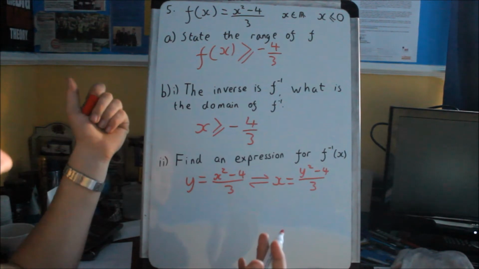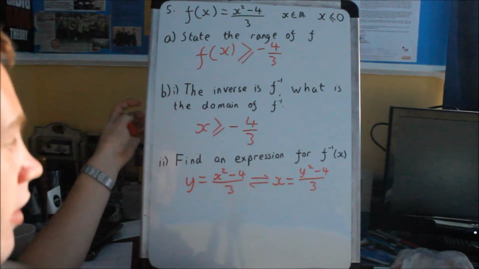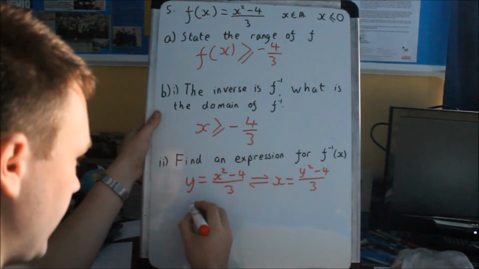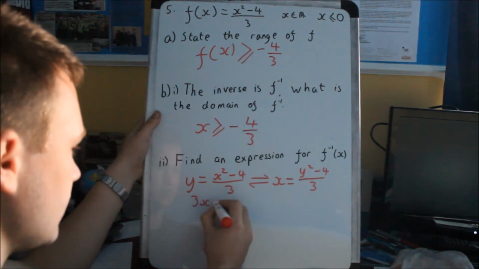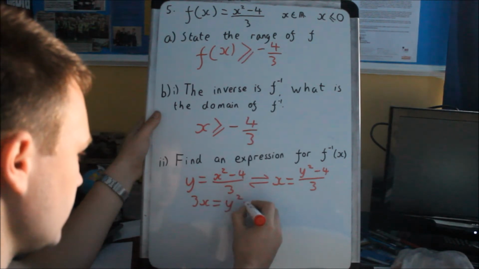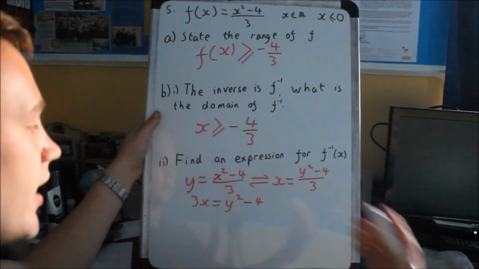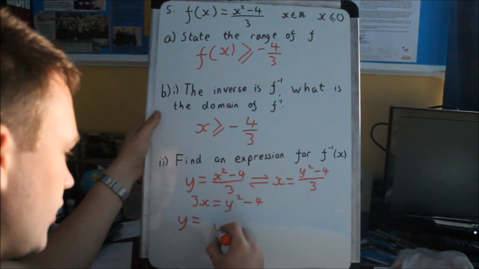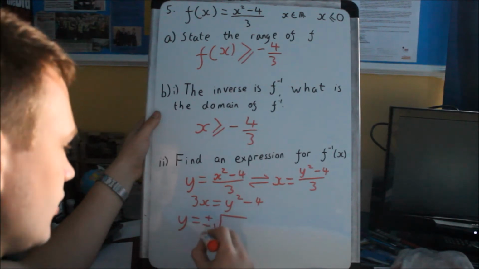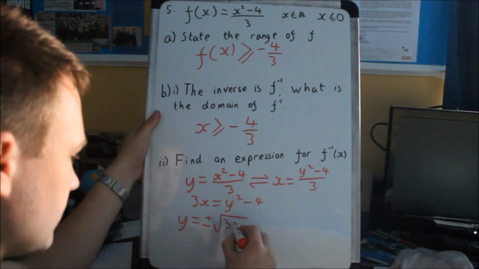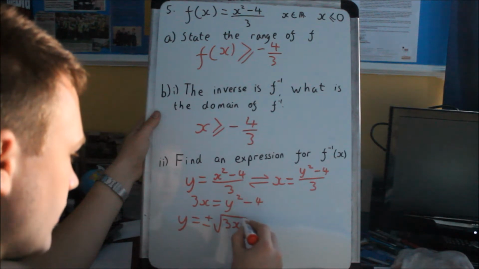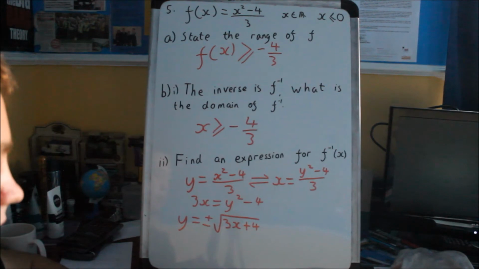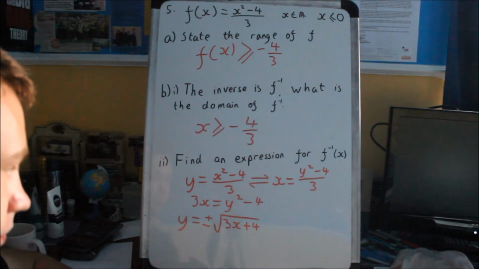So you could just do f of x, but it's just easier to write y while we're rearranging it. So first thing, you times by 3, so we get 3x equals y squared minus 4. Then you plus 4 and square root it. Now when you square root it you get two values, so we get y equals plus or minus the square root of this, 3x plus 4. And now the challenging part comes from saying, well, is it the positive or is it the negative version?